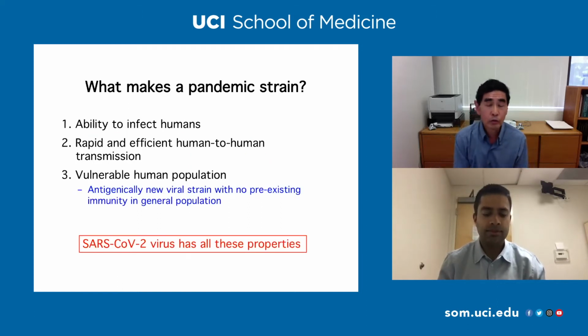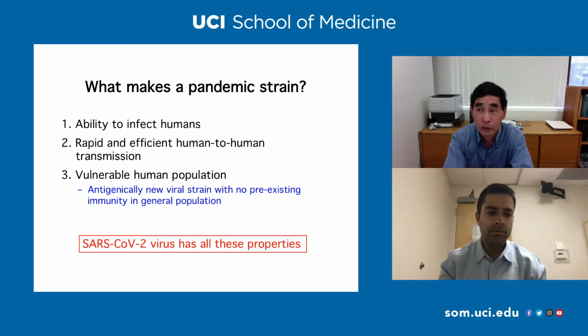Now, the question, of course, is there are so many infectious agents, but why do some of them cause pandemics? And there are three properties we look for in a pandemic strain. One is it must be able to infect humans. But then importantly, the spread from one human to another human must occur efficiently. And the third very important point is that the human population must be vulnerable. So what that means is there's no pre-existing immunity in the population. And so this should be a new viral strain.